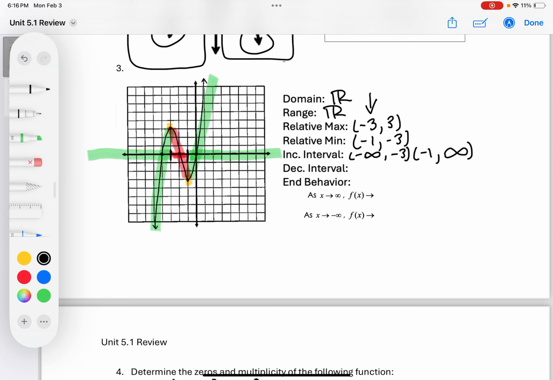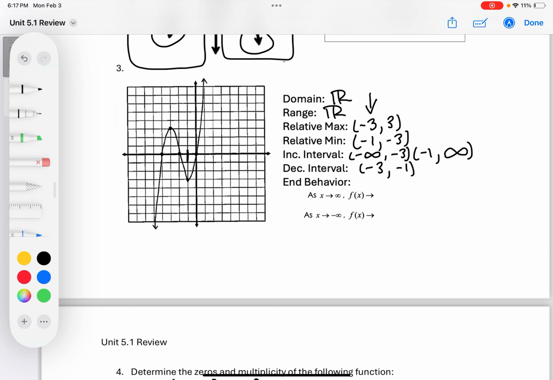My decreasing interval, so when is it falling? It is falling from -3 to -1. And remember, I should be able to put the increasing interval and decreasing interval together to make it go from -infinity to infinity. Okay, so now I'm going to get rid of this stuff.